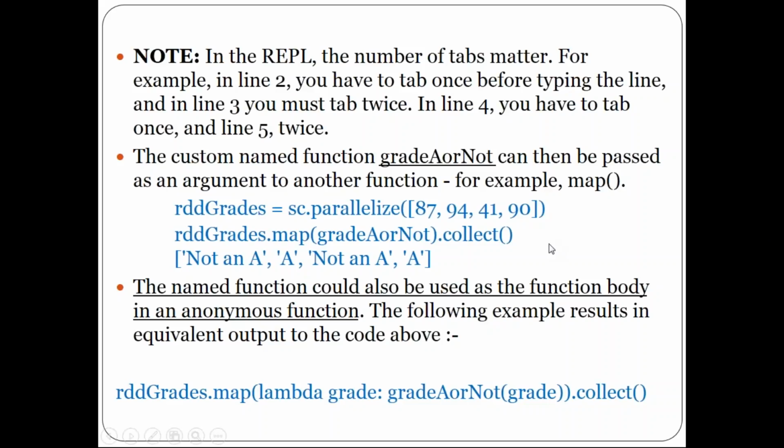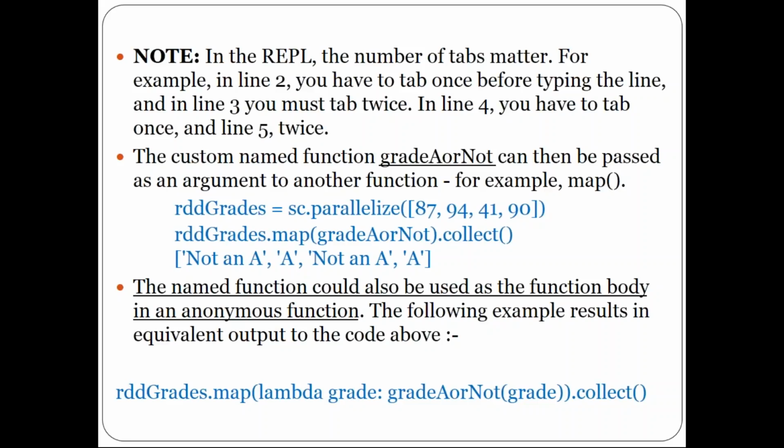Radhika, my question is, in the second one we are not using a lambda anonymous function. In the third point we are using it, but it is giving the same result. So that's why I was confused. No, no, no. If you see below, the named function could also be used as a function body in an anonymous function. The underlying part: the named function is mapped. Did you get it?